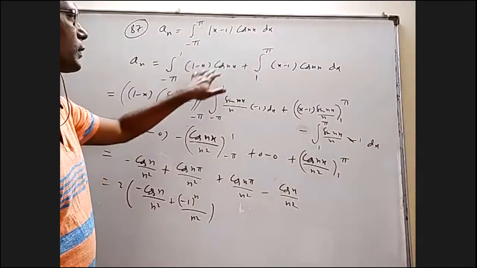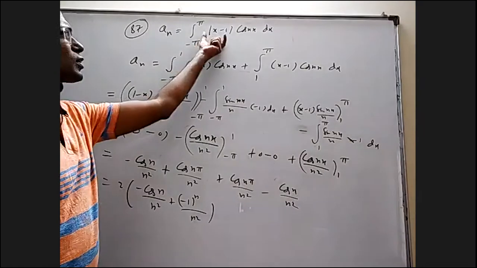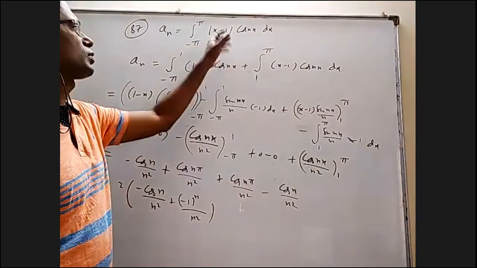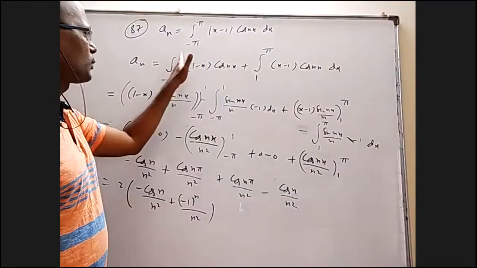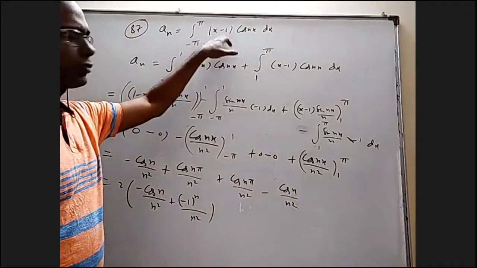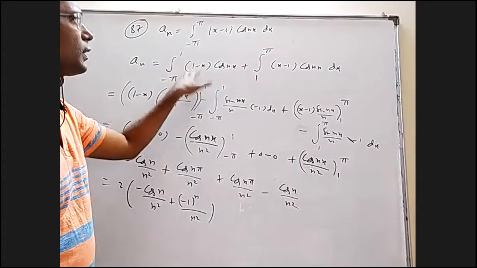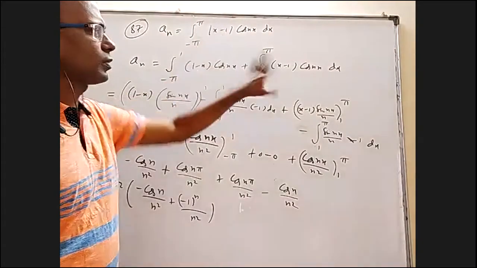Apply integration by parts, and before that, first of all I have to know whether this is positive or negative, so I have to break the integral at 1. Okay, I'm breaking the integral at 1. Up to 1, x minus 1 is negative, so the negative of that, 1 minus x, will come. After 1, x minus 1 is positive, so you can remove the mod.